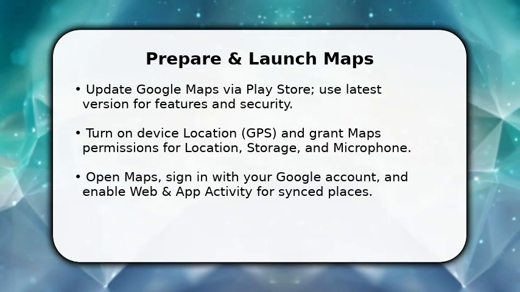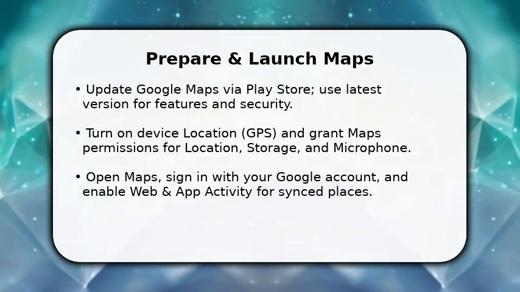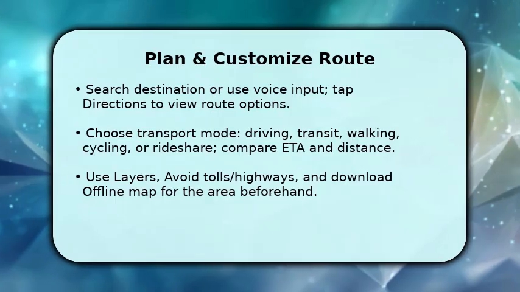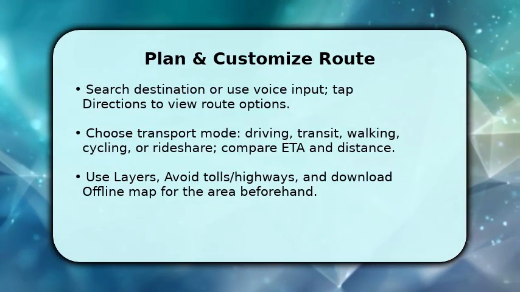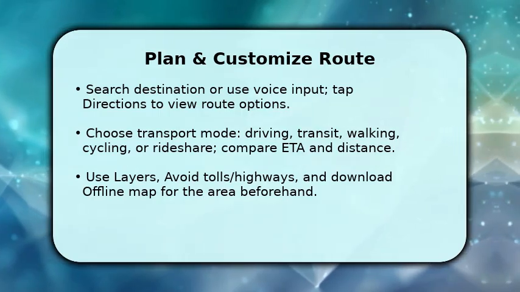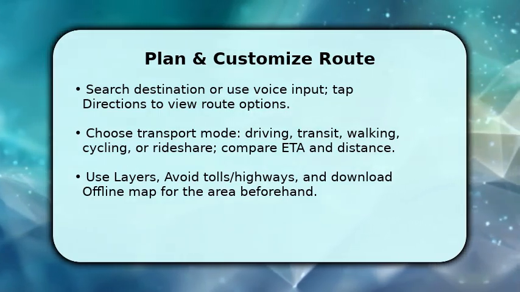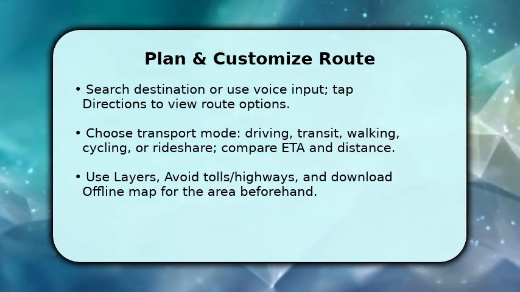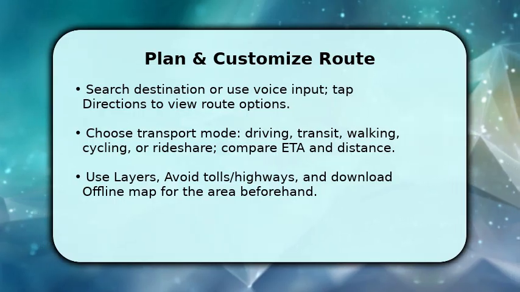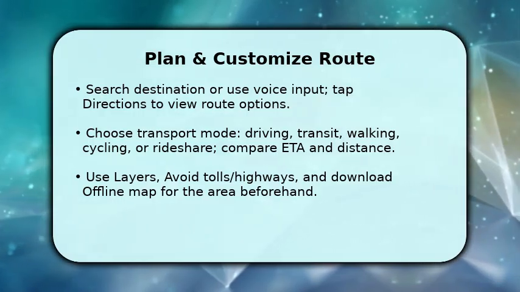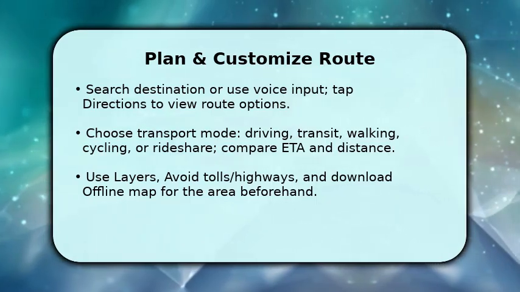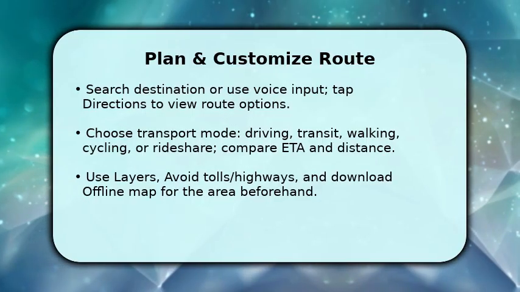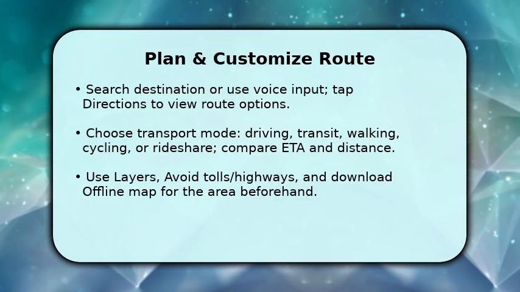You'll now build the route. Type or speak your destination, then tap directions to see route alternatives. Compare ETA and distance across driving, transit, walking, or cycling, and pick the one that fits. Next, customize by tapping options to avoid tolls or highways and enable specific lanes or transit lines. This changes route calculations. If you'll be offline, download the area map first so turn-by-turn continues without cellular service.